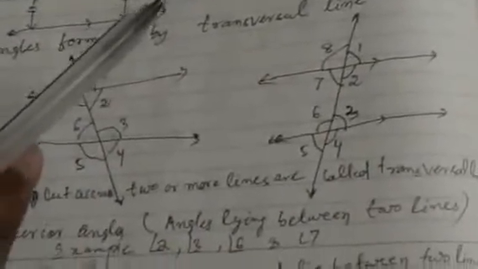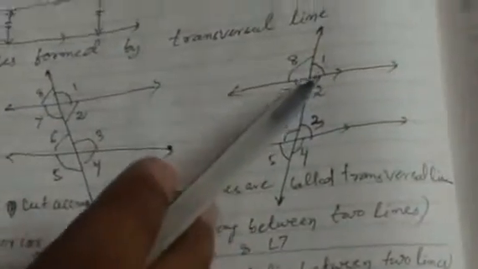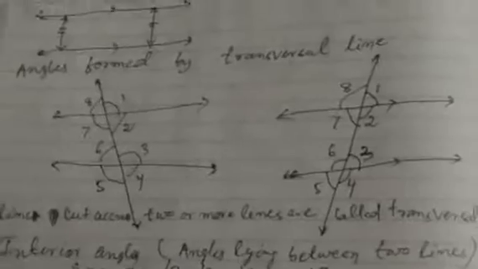Similarly, we can take interior alternate angles: a pair of angles in which one arm of each is on the opposite side of the transversal. One line is here, one line is here, and this is the transversal line. Such angles we call interior alternate angles. That means angle 7 and 3, angle 2 and angle 6 are alternate interior angles.